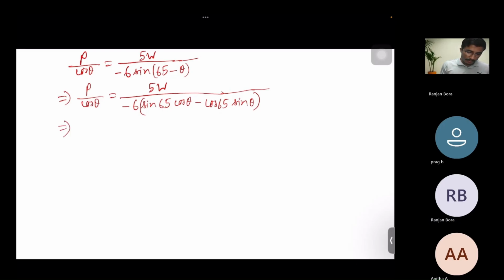So it will be minus 6p cos theta into sin 65 plus 6p sin theta cos equal to 5w cos theta.